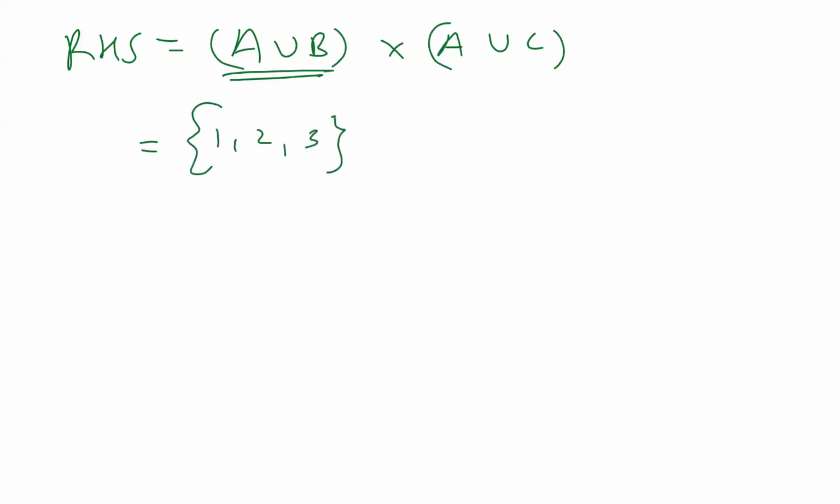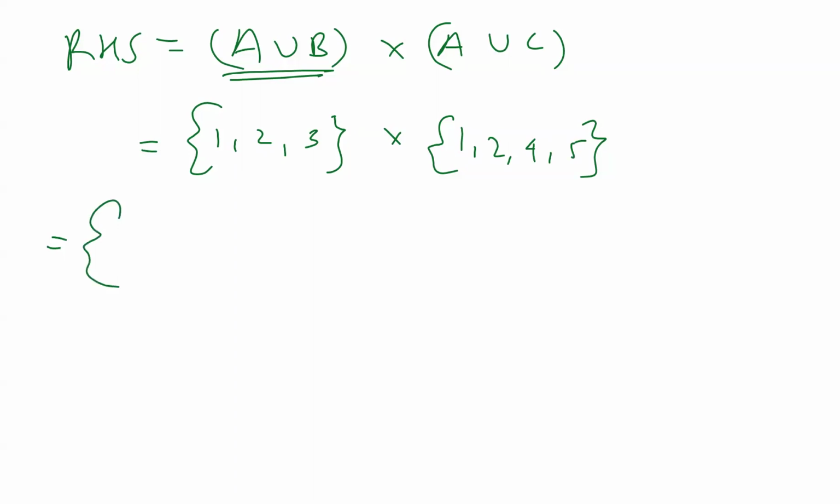1, 2, 3. A union C: just combine the elements of A and C. Anything that is getting repeated, just ignore that and write it only once. So there is a cross product over here.